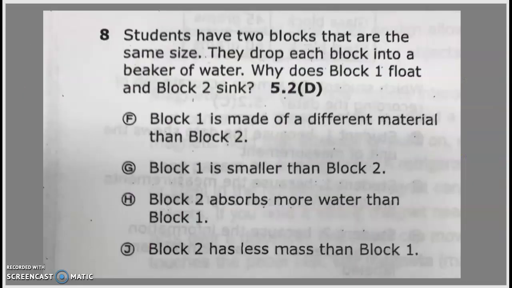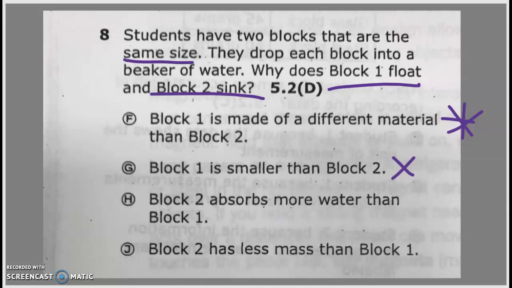Last one. Students have 2 blocks that are the same size. They drop each block in a beaker of water. Why does block 1 float and block 2 sink? Remember, this is a density question. So block 1 is made of a different material than block 2. Very possible, especially since if it's made of the same material, then it doesn't matter the shape it's cut into. It's going to either sink or float based on the particle size. Block 1 is smaller than block 2. Well, we know that's not true because in our problem it says the blocks are the same size.